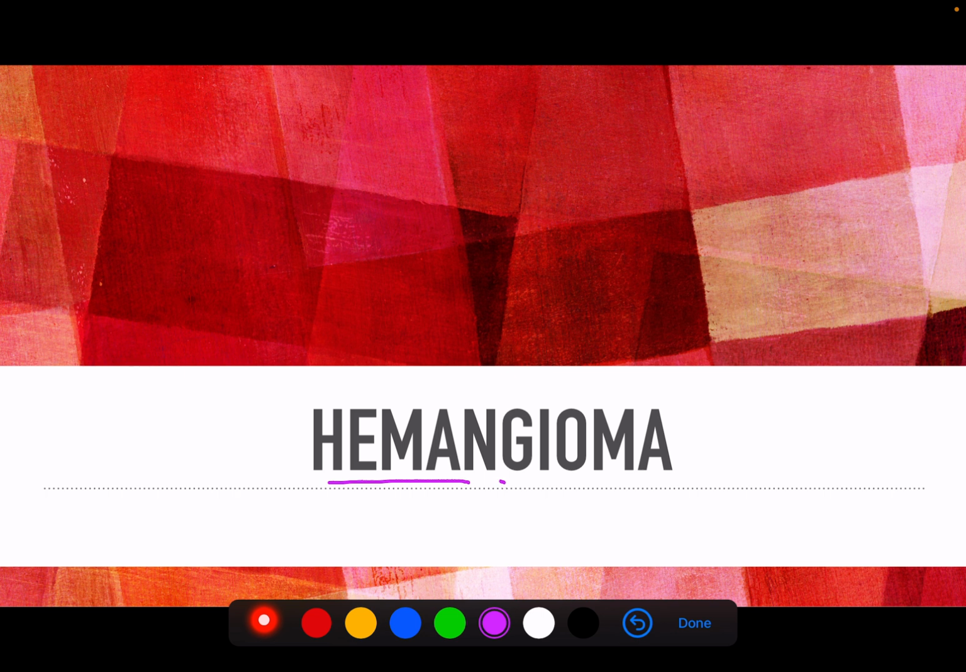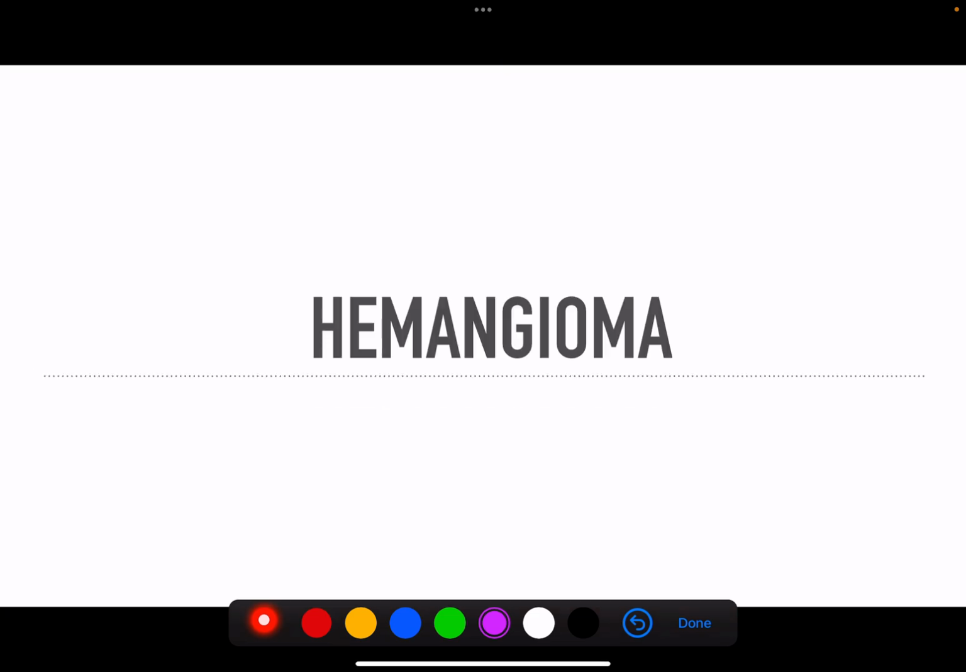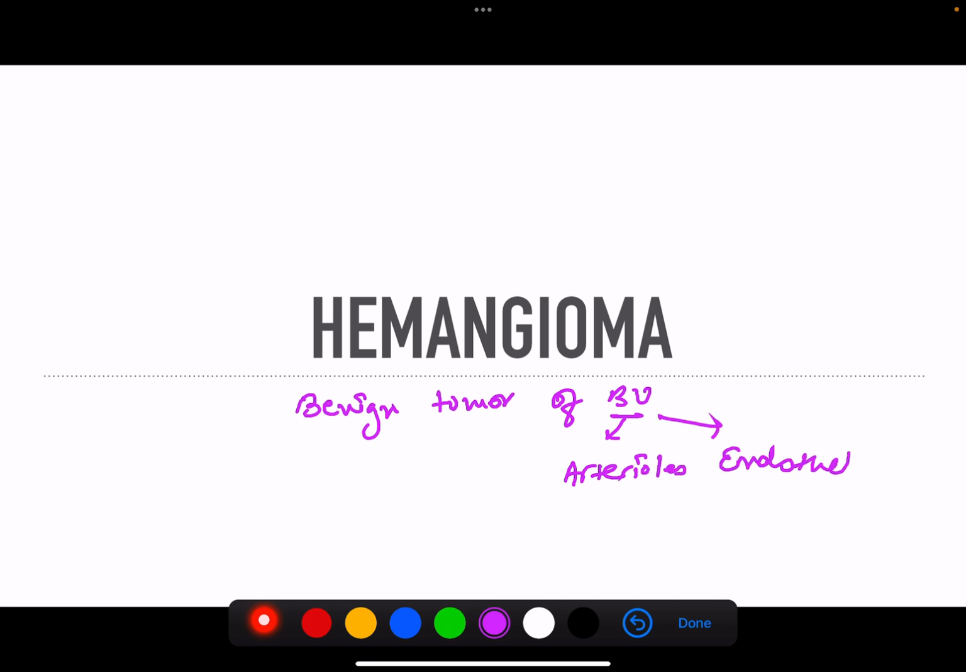Today we'll be learning about hemangioma, that is basically the blood vessels are affected, and oma is for growth. So hemangioma is a benign tumor of blood vessels comprising of arterioles. Along with that, endothelial cells are also affected, and the growth is definitely proliferative and hyperplastic in nature.